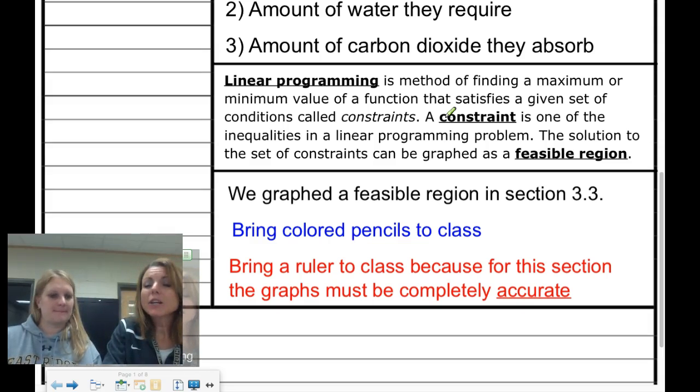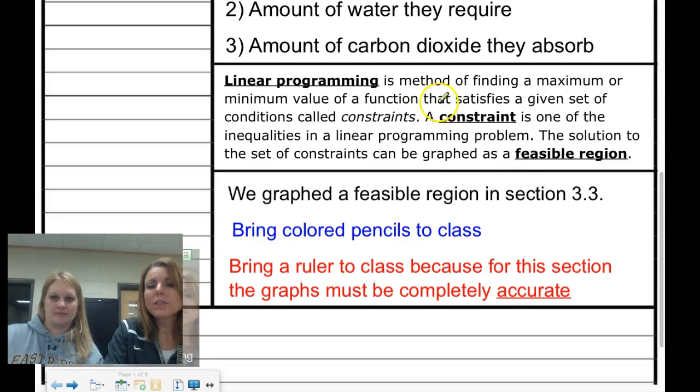A constraint is an inequality. It's one of the inequalities in a linear programming problem. Miss Boyd is highlighting that. You should too.